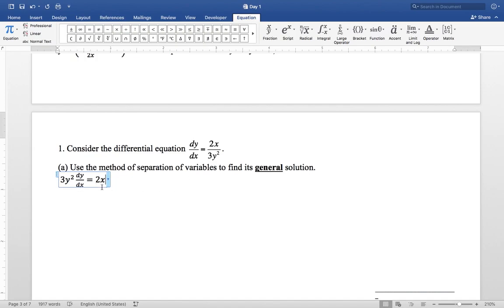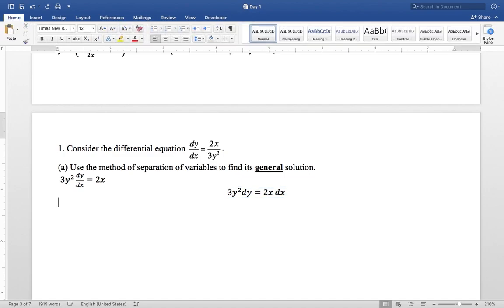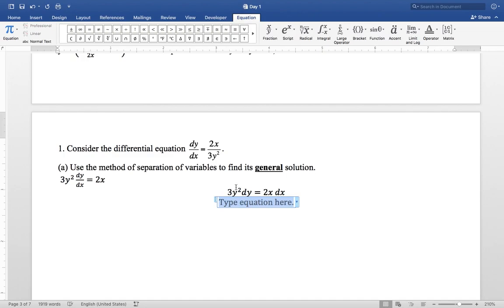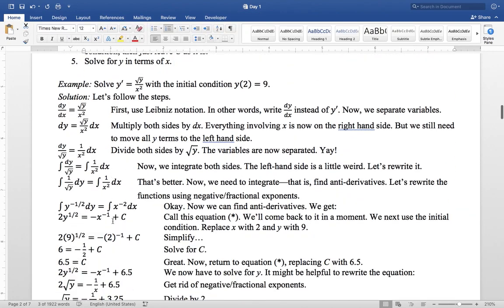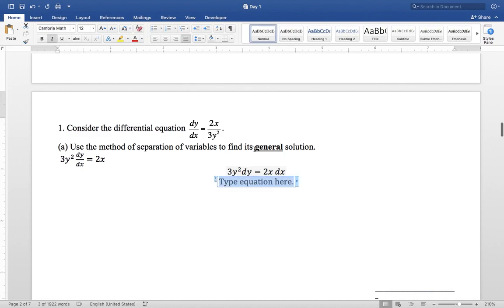Now I can bring the dx over to the right-hand side by multiplying both sides by dx. So I'll go ahead and do that. I obtain 3y squared dy equals 2x dx. Now, at this stage, you should notice that I've separated the variables. All the terms involving y are on one side, all the terms involving x are on the other side. The next step, if you remember, is to integrate. I integrate both sides of the equation. So I'm going to integrate the left-hand side with respect to y, and I'm going to integrate the right-hand side with respect to x.